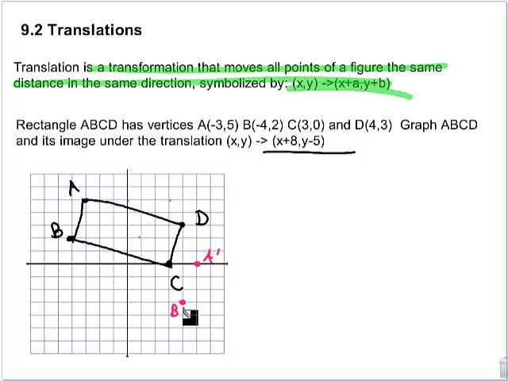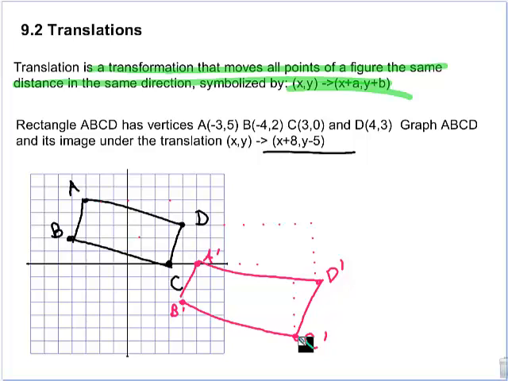For C, I'm going to move over 1, 2, 3, 4, 5, 6, 7, 8, and 5 down. And then D, the same idea. Move over 8, and 5 down. Then connect them. Make sense? Okay, we'll do one more together.